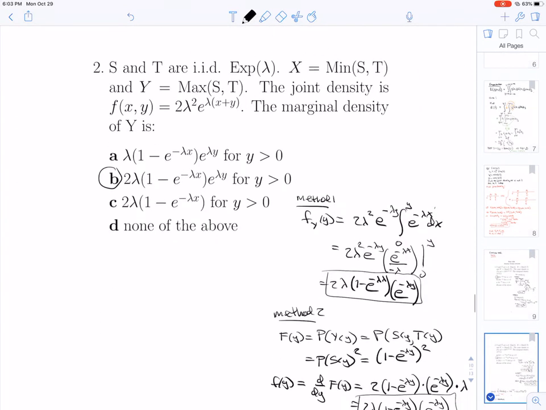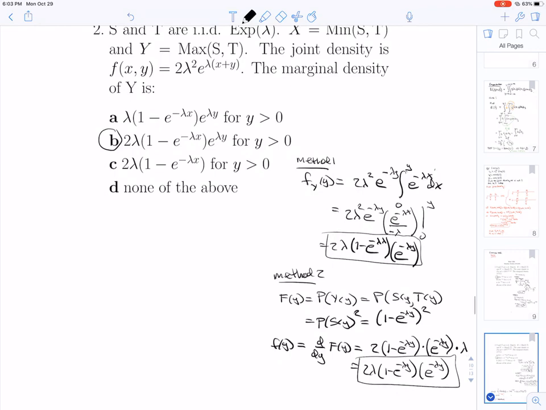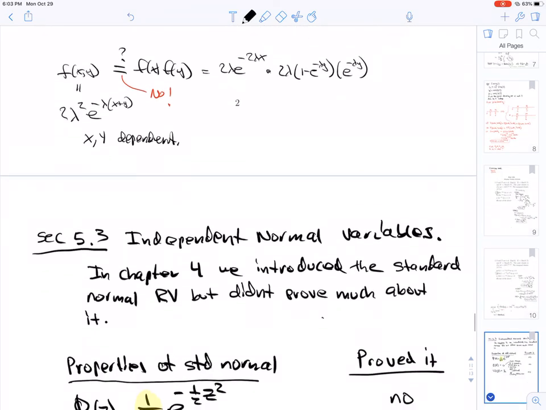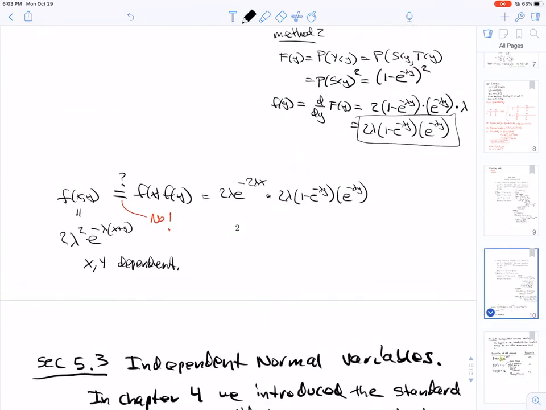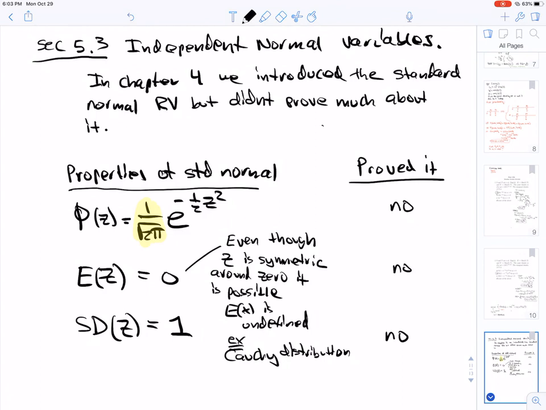So you did that, and similarly, the follow-up question was to find the marginal density of y. Same approach works. And then you can see that no, x and y are dependent because we don't have factorization. And finally, we ended by just previewing a little bit of what we're going to do next time, which is independent normal variables.